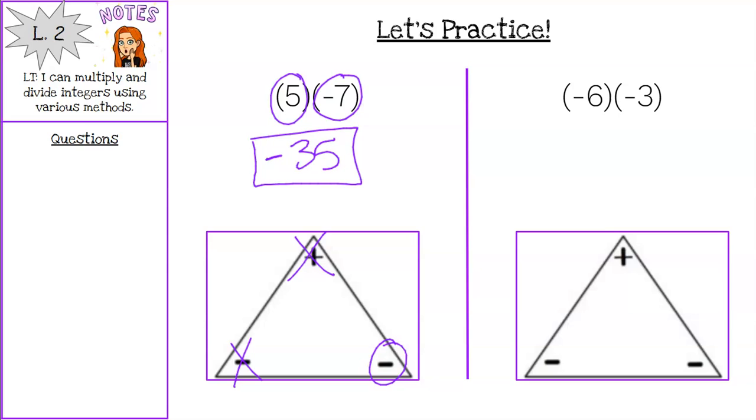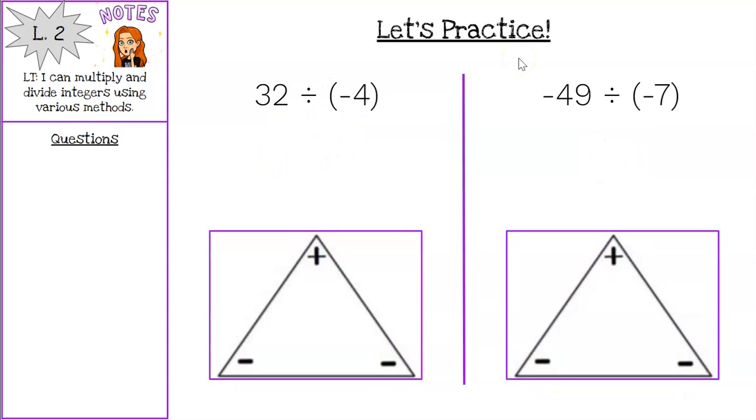Next problem, we have negative 6 times negative 3. Well, 6 times 3 is 18. And then we have a negative times a negative. So a negative times a negative gives us a positive answer. So our answer would be positive 18.